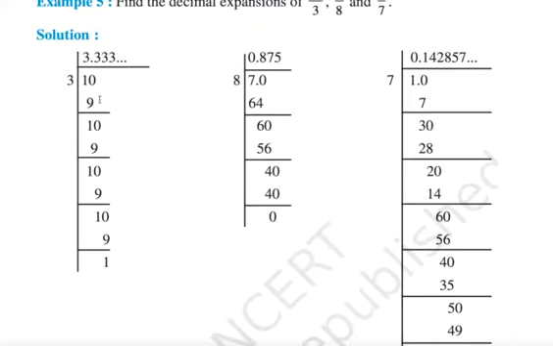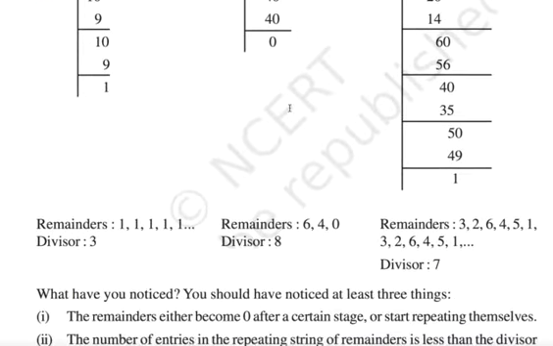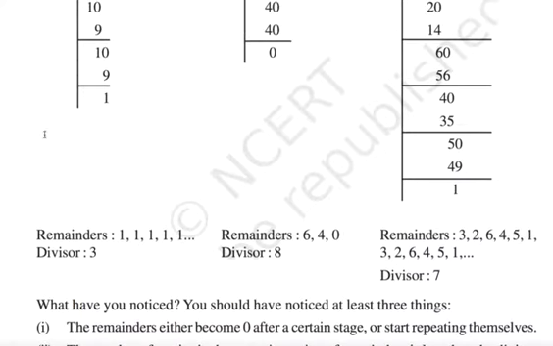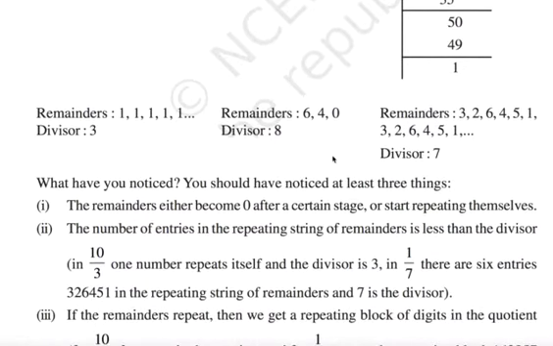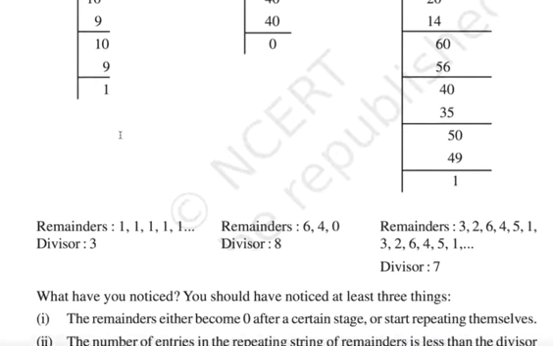But what about 8? This ended with only three digits. How many digits doesn't matter, but that is a terminating decimal. These two are non-terminating but recurring. So the remainder is always 1 here. Here the remainders are repeating.